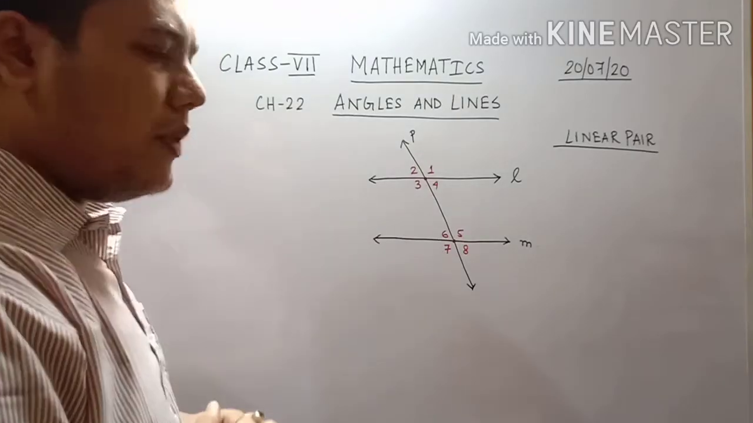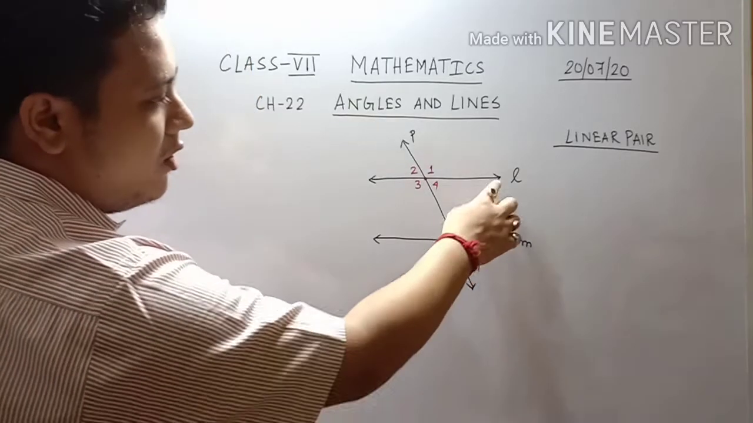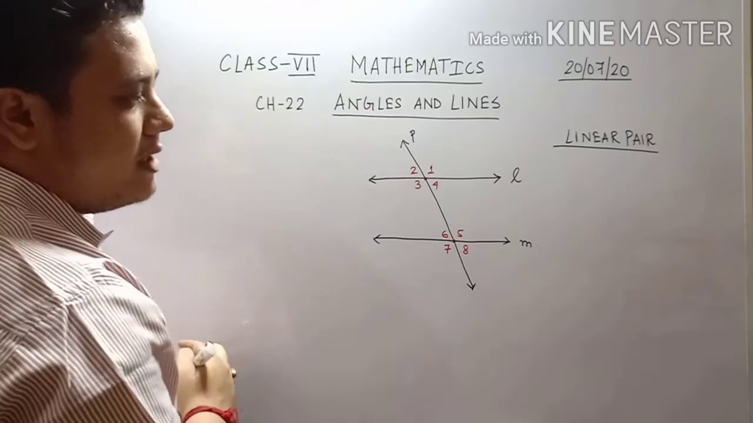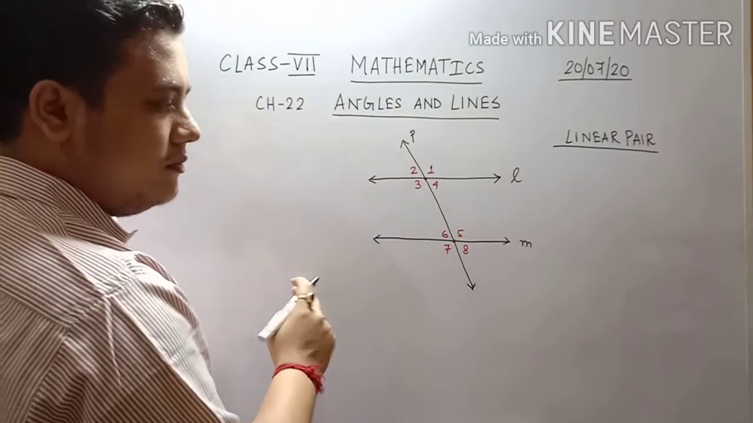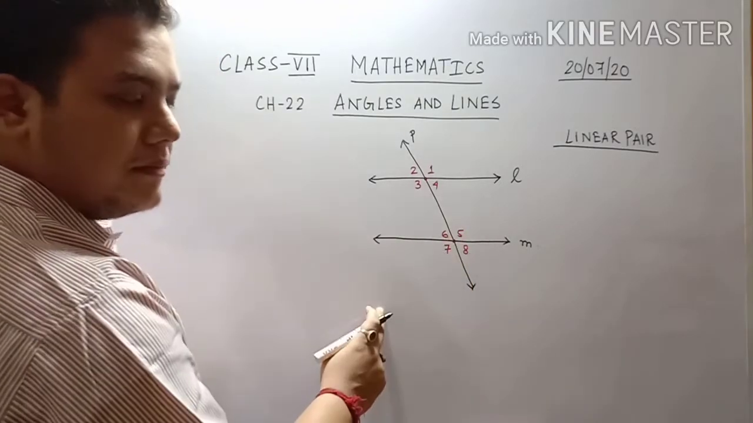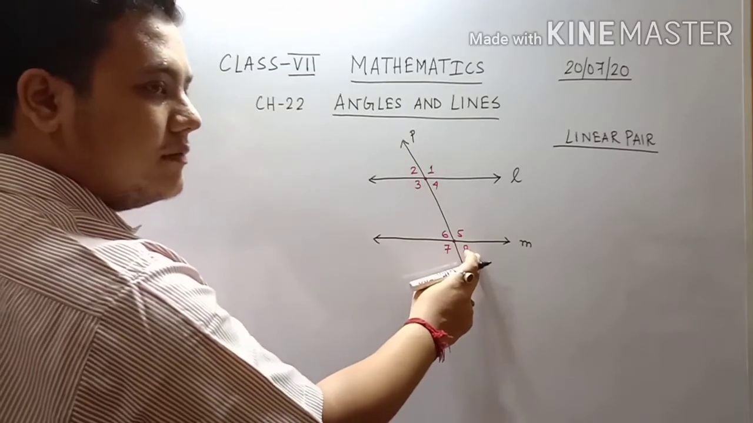Are these the only pair of linear angles in this diagram? No. Similarly, on this line, if you see the other side of the straight line, you can see that two more pairs are there, that is 3 and 4. Similarly, on this line we are getting 6 and 5. On the other side of the line M, we are also getting 7 and 8.